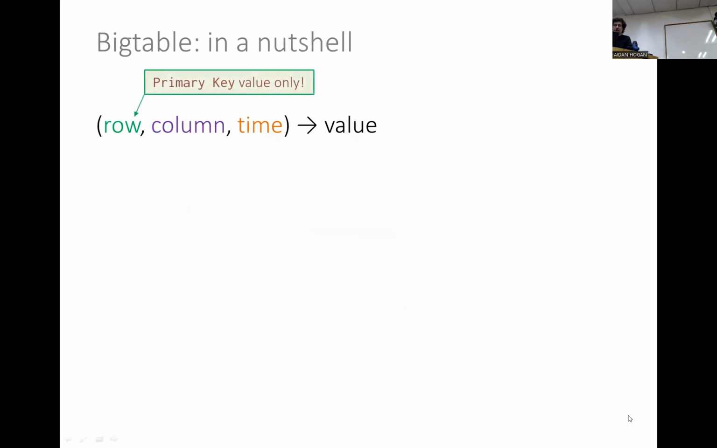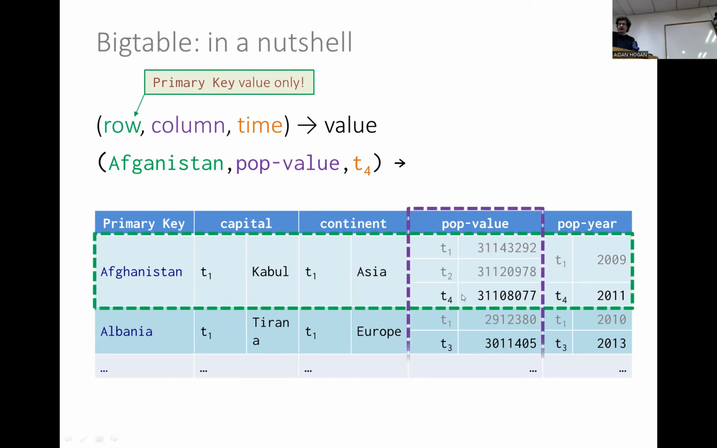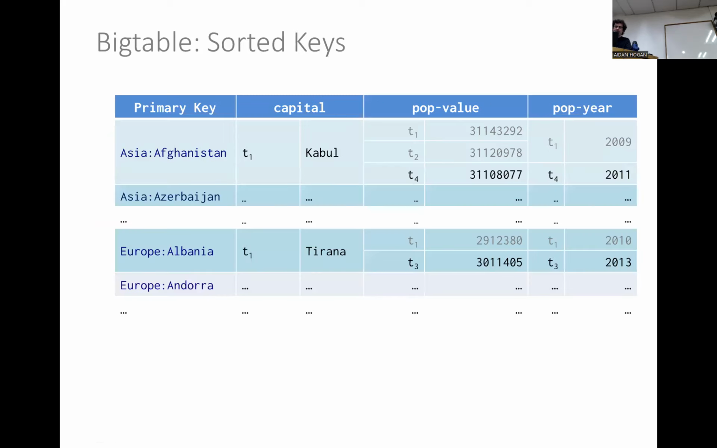So Big Table in a nutshell, we're given 3 elements. We're given a row, a column, and a time, and we map this to a value. So a time is essentially versioning information. For example, given this table here, we can map Afghanistan, population value, which is the attribute name or the column, T4, which is the timestamp, and then this gives us a particular value, which is the population of Afghanistan in this timestamp, by intersecting T4, population value, and Afghanistan. So we get some value for the population back.